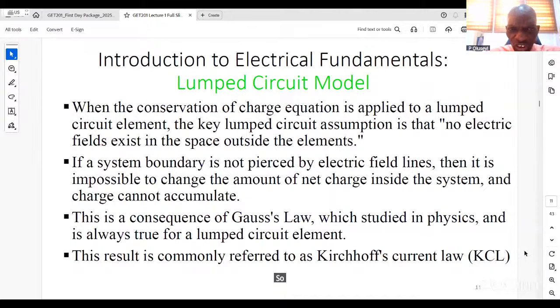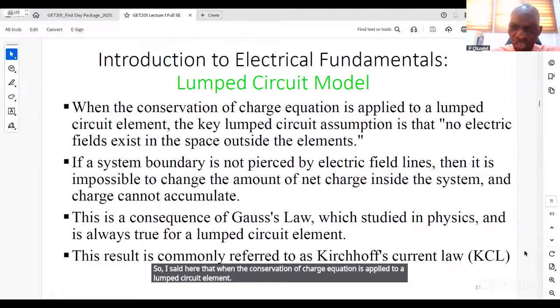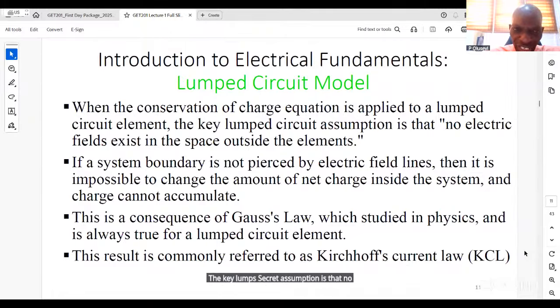I said here that when the conservation of charge equation is applied to a lumped circuit element, the key lumped circuit assumption is that no electric field exists in the space. If a system boundary is not pierced by electric field lines, then it is impossible to change the amount of net charge. This is a consequence of Gauss' law, which you study in physics, and is always true for a lumped circuit network. We normally refer to this whenever we are dealing with Kirchhoff's current law.